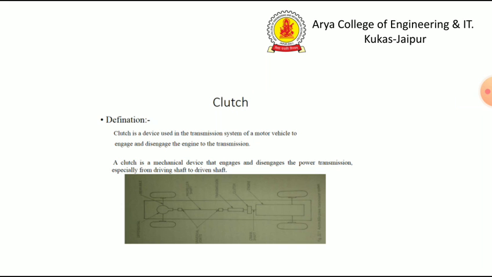The clutch is a device used in the transmission system of a motor vehicle to engage and disengage the engine to the transmission. And a clutch is a mechanical device that engages or disengages the power transmission, especially from driving shaft to driven shaft.